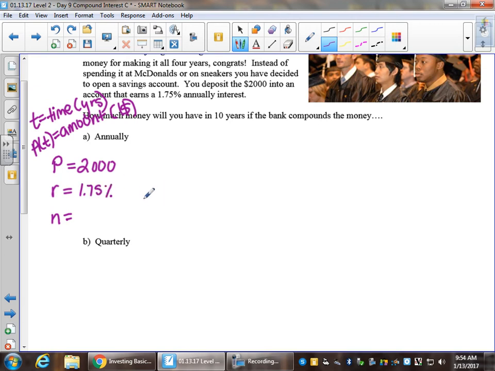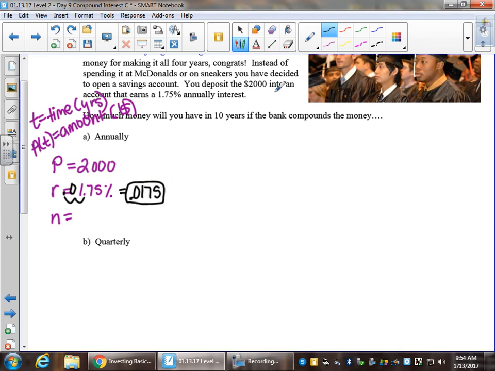1.75, 1.75%. And are we okay with it as a rate? We need, I'm sorry, are we okay with it as a percent? No, you have to turn it into a decimal. How do we do that? You could either divide by 100 or move the decimal to the left. So as a decimal, what is this? 0.0175. Good.